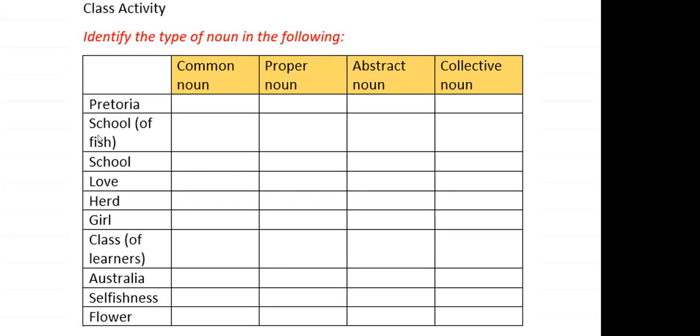And then the second one, school or fish. What type of noun is it? Yes, go ahead. What is the answer?